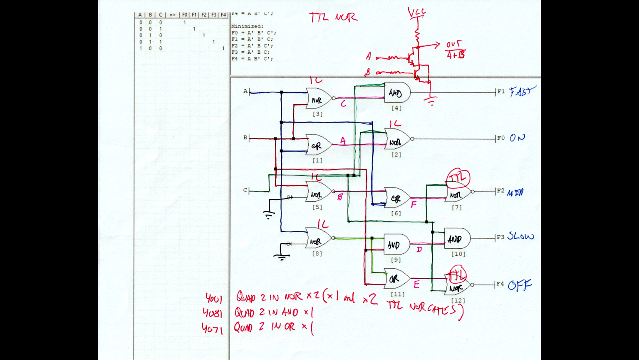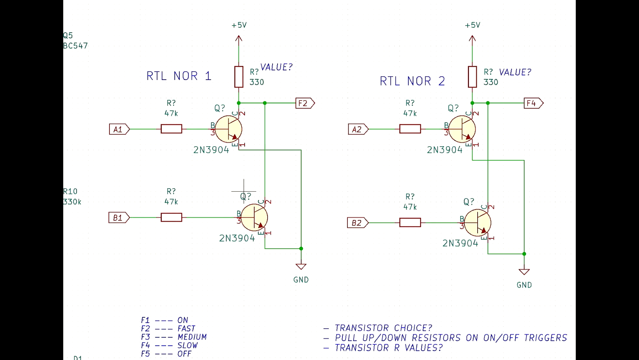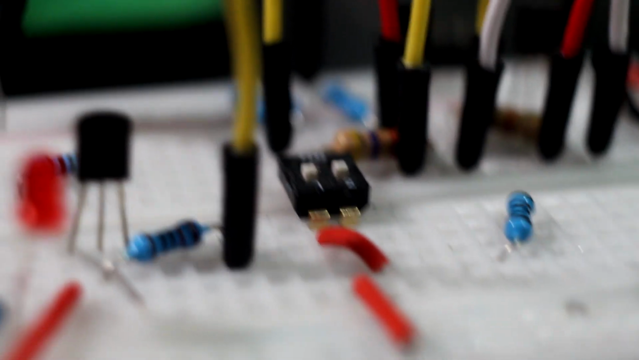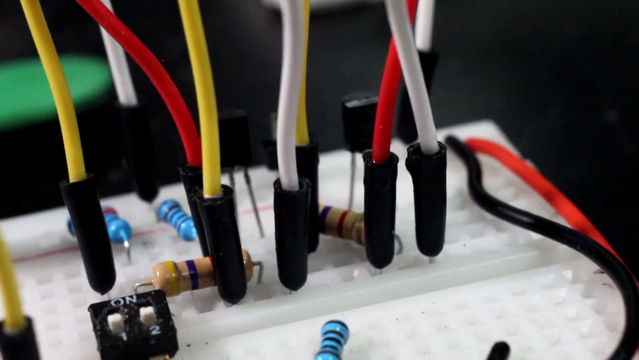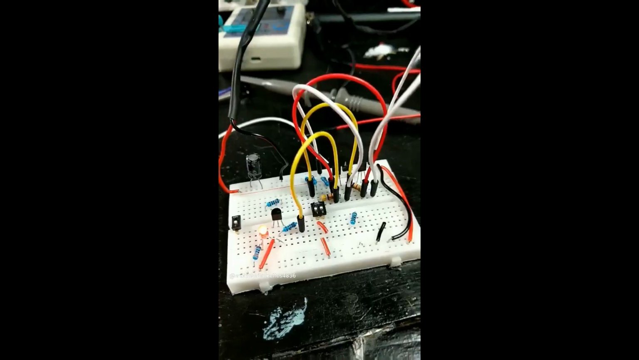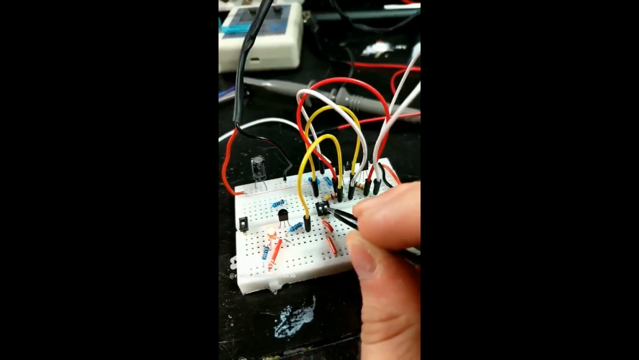It required 2 quad dual input NOR gate integrated circuits, and I only had 1. So I ended up throwing together a few RTL NOR gates to make up the difference. Threw them together on a breadboard, and they seemed to work acceptably. I forgot to take testing footage, but here's some of an OR gate I did beforehand.